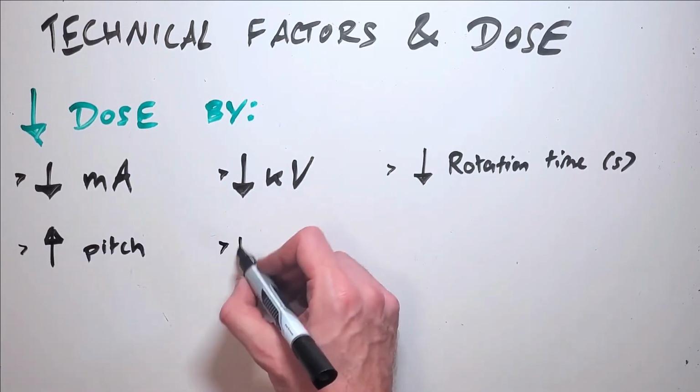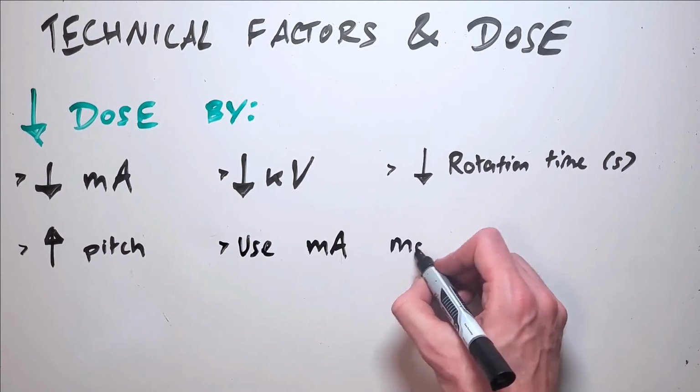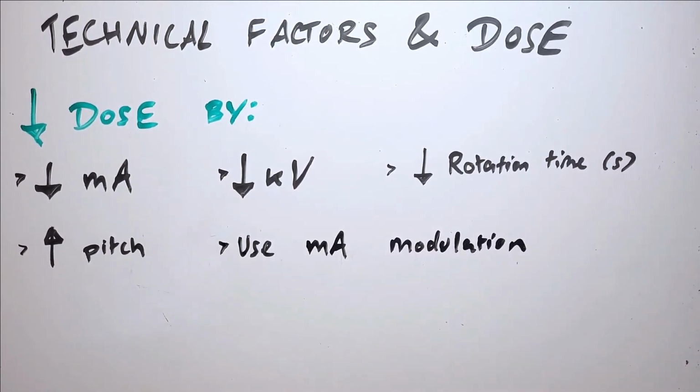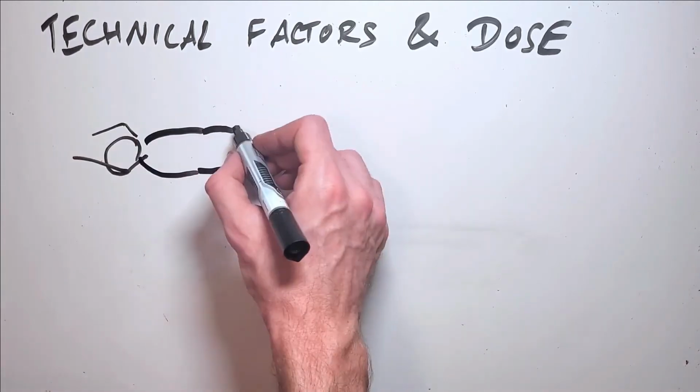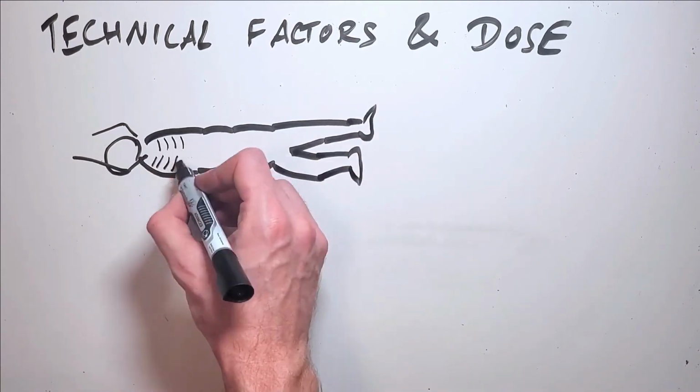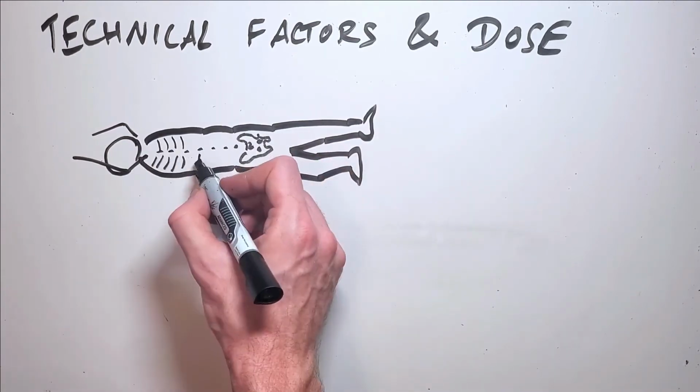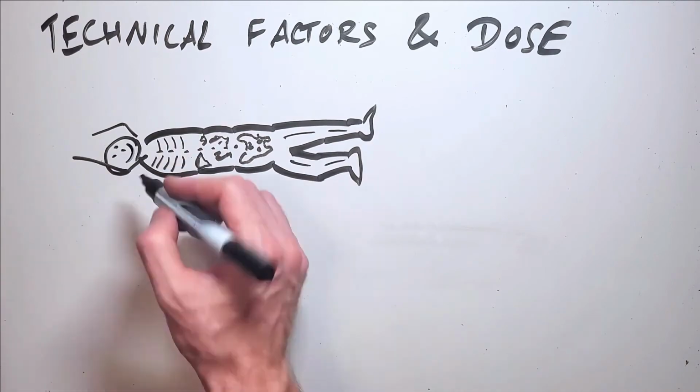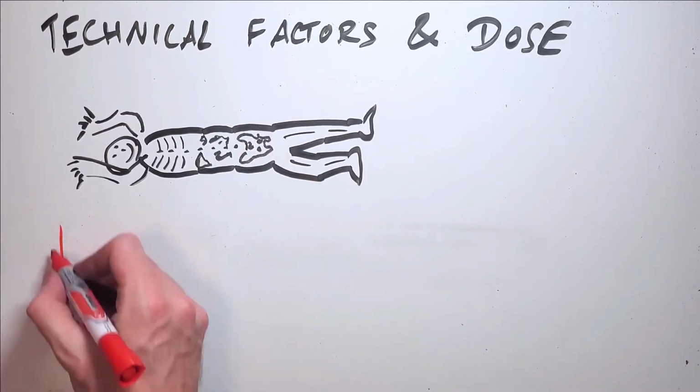Instead, most scanners are equipped with automatic MA modulation. Automated MA is calculated based on the scout images acquired before a scan. The scanner software will assess the scouts for areas of higher and lower density and will provide an appropriate MA as that z-axis location on the patient passes through the gantry.